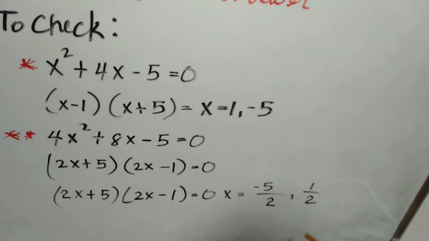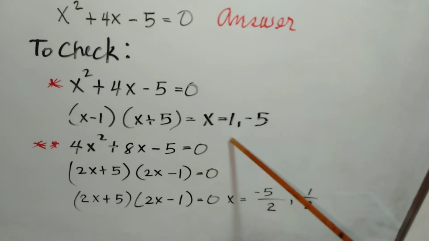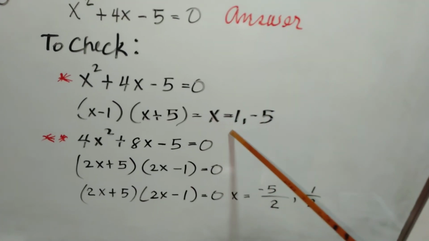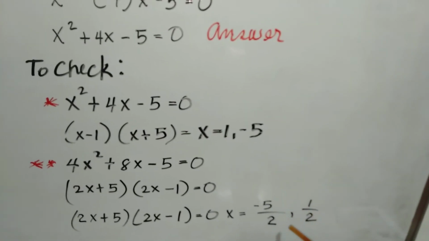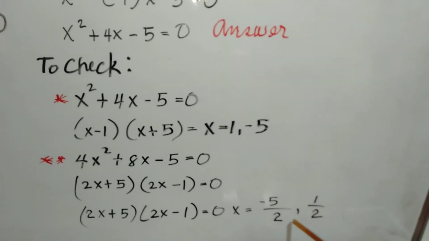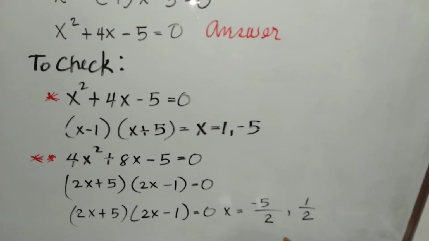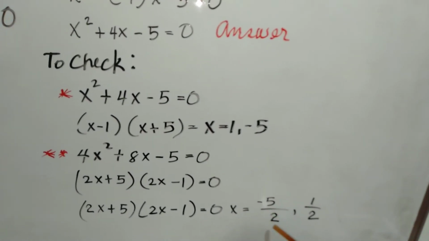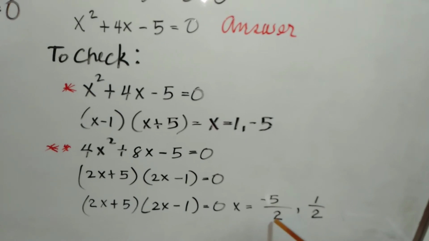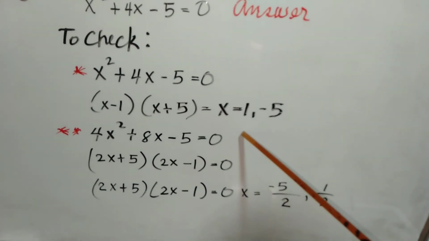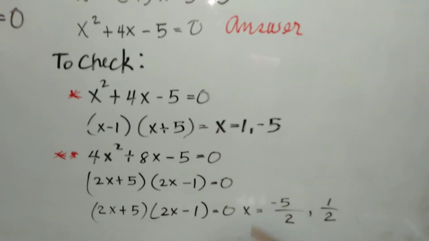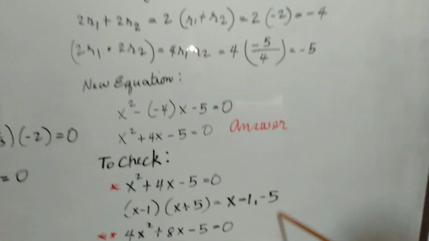So comparing the two roots of the new equation and of the given equation, as you can see, if we multiply the given roots of the given equation, negative 5 over 2 times 2 is negative 5. 1/2 times 2 is 1. So that's it, no? Our answers are correct.